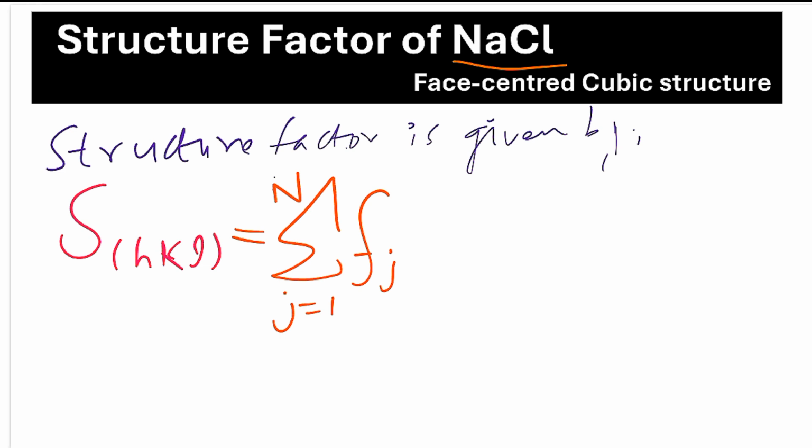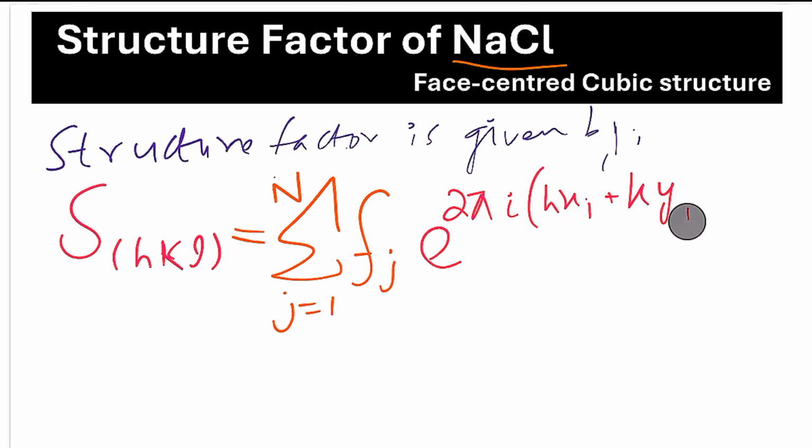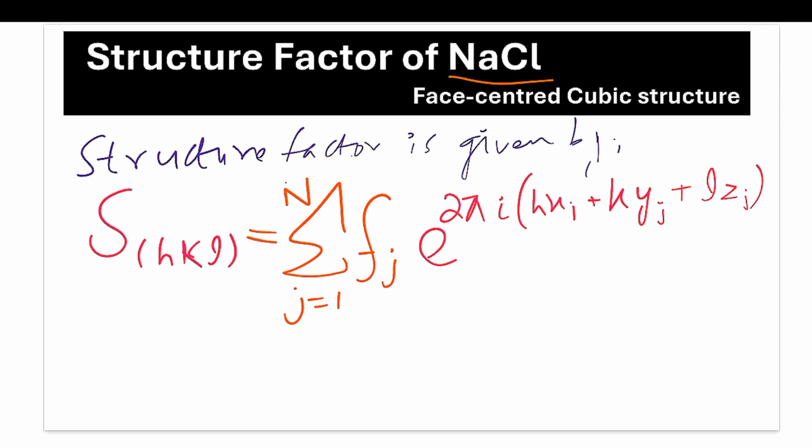And Fj times, we have an exponential factor e to the power 2 pi iota times (h xj plus k yj plus l zj), where xj, yj and zj correspond to the location of the atom that you are considering. So we'll see how we apply this formula, and this is the general formula to calculate the structure factor of any unit cell that is given to you.